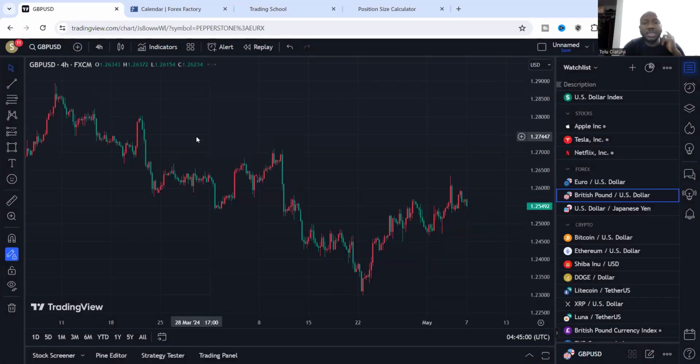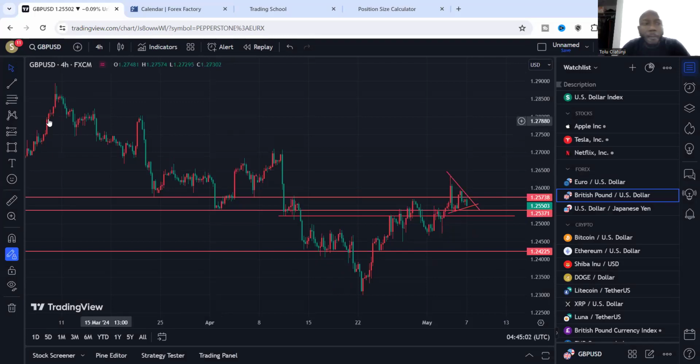GbpUsd, let's see what it is painting as well. The same story, if you look very well. This even has a better wedge pattern, as you can see, a triangle wedge. So we're just waiting for the breakout over here, probably a breakout and a pullback to these areas here. And then you could get a position here to short, to sell, and take it further down, right?